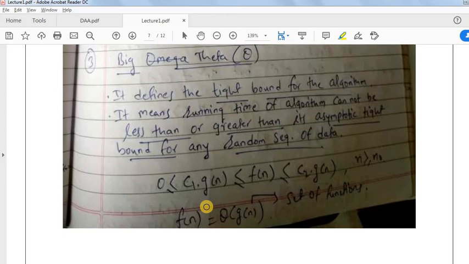We have seen in case of big O notation, f of n was lower than c1 g of n, while f of n was greater than c1 g of n in case of omega notation. In case of theta notation, it must be equal with g of n.